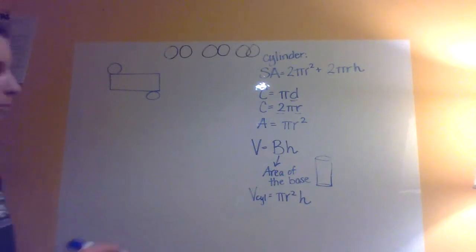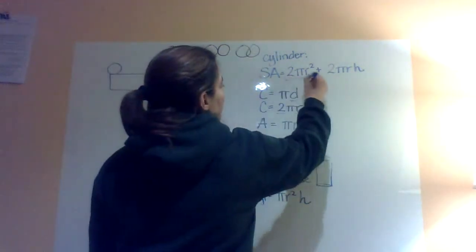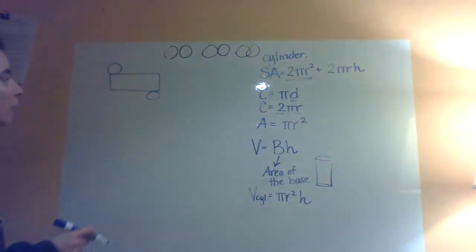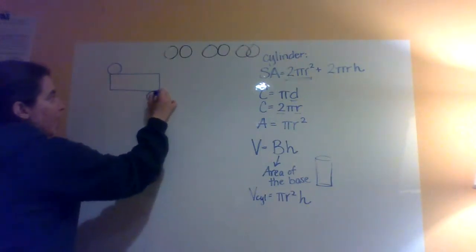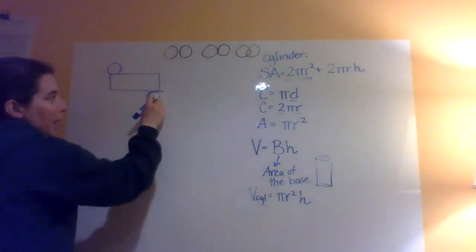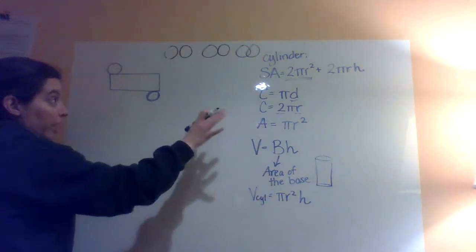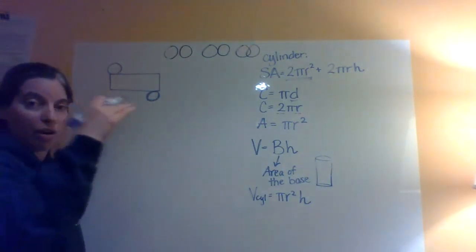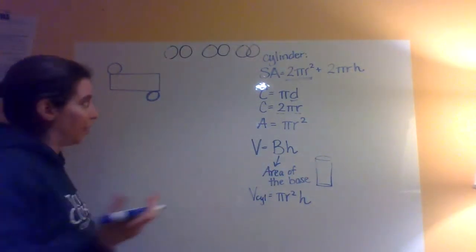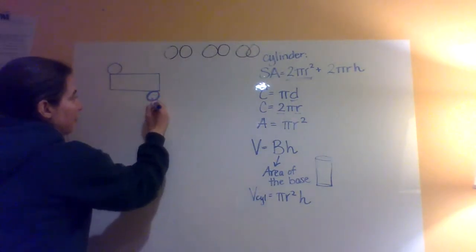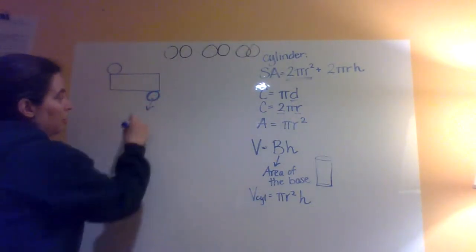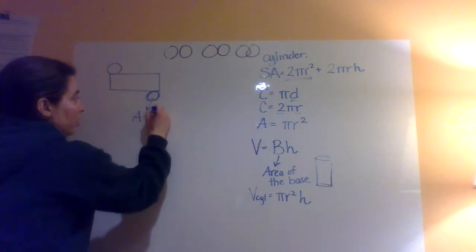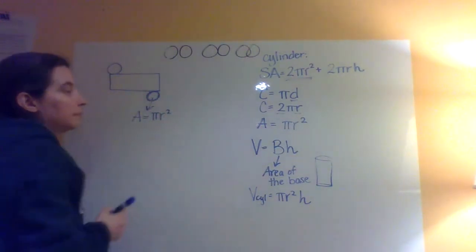So let's look at this part first. Okay. And this goes along with the top and the bottom. So if I think about the top and the bottom, let's just think about one of them. Let's think about the bottom first. So the surface area is the sum of all the different areas of the surfaces on all the sides. So here's the bottom. It's a circle. So the area of this circle is pi r squared.